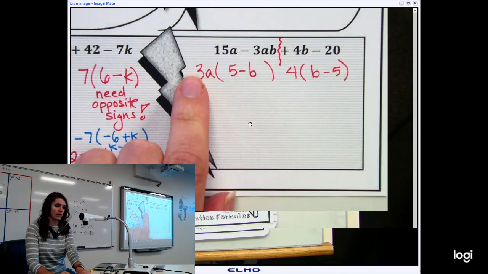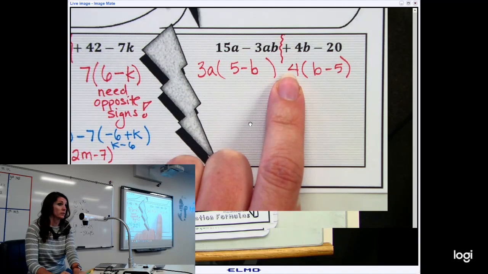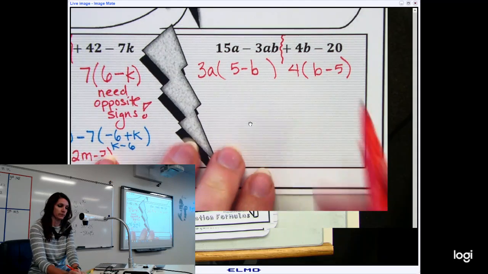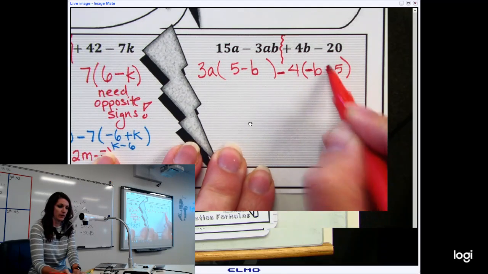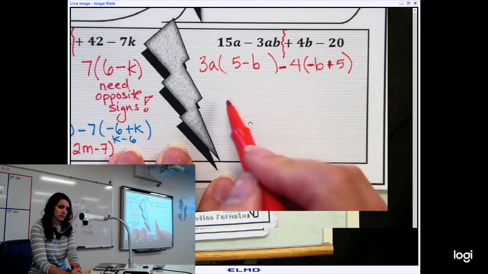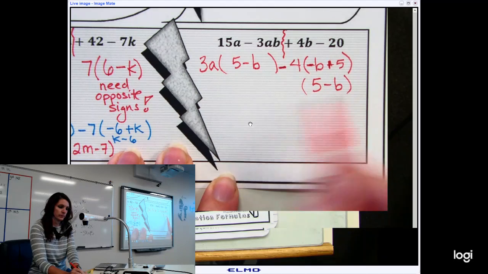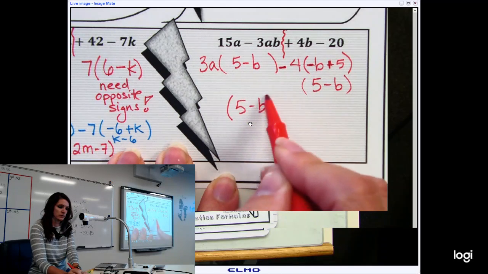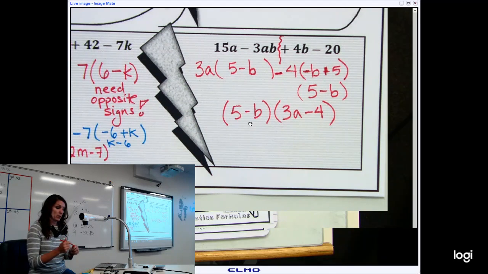So Megan's saying she factored out the negative here. Traditionally, I will factor it out in the middle. We'll have the same answer, but just know that's how I'll handle it. So if I factor out this negative 4, it changes it to a negative B and a positive 5. So I could rewrite that as 5 minus B. So now I've got 5 minus B times 3A minus 4. And Megan, I promise you have the same answer, the signs, once they distribute. Questions on that?